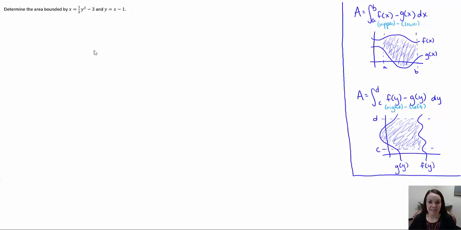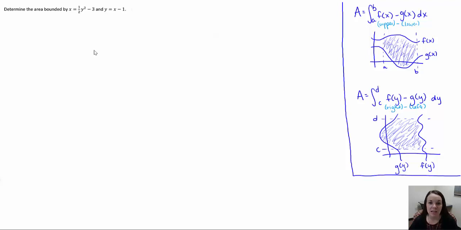Today we're going to talk about finding the area bounded between two curves, like in the problem shown. It says determine the area bounded by x equals 1/2 y squared minus 3 and y equals x minus 1. So the first step is to find the points of intersection.